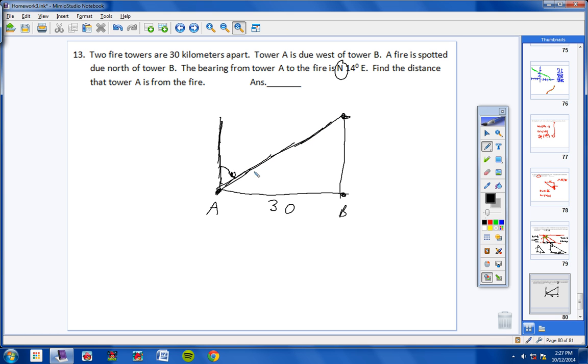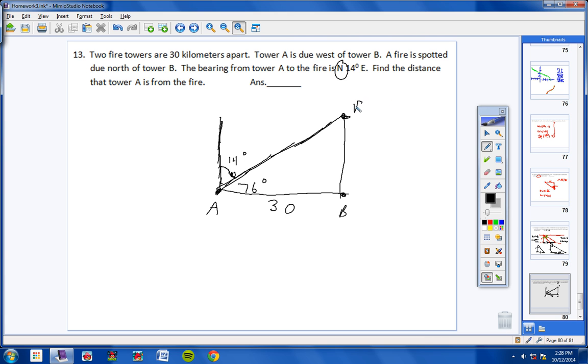And even though this is your triangle right here, the 14 degrees goes right here. And in your notes, guys, that's how I've taught you to do that. You go north and then 14 degrees east. Okay, so this being a right angle right here, then the angle inside the triangle that you'd want to use would be 76 degrees. And now the question is, find the distance from tower A to the fire.